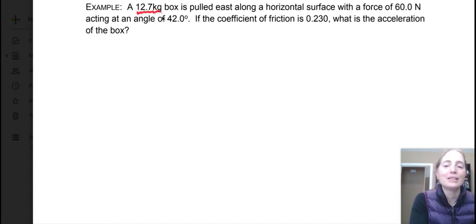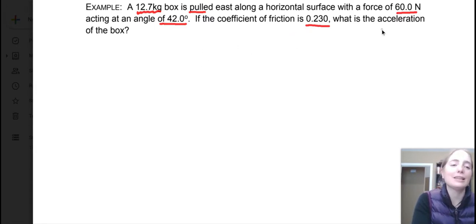Okay. So a 12.7 kilogram box is being pulled east along a horizontal surface with a force of 60 newtons acting at an angle of 42 degrees. If mu is 0.23, what is the acceleration of the box?